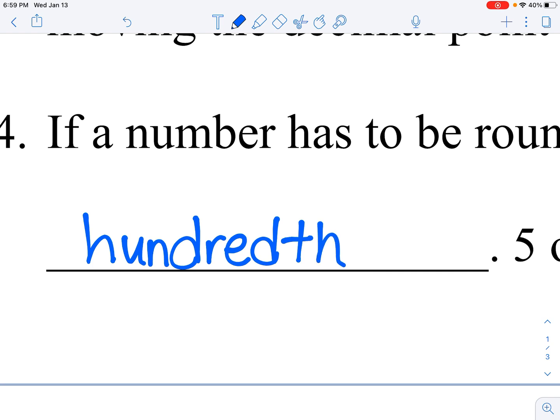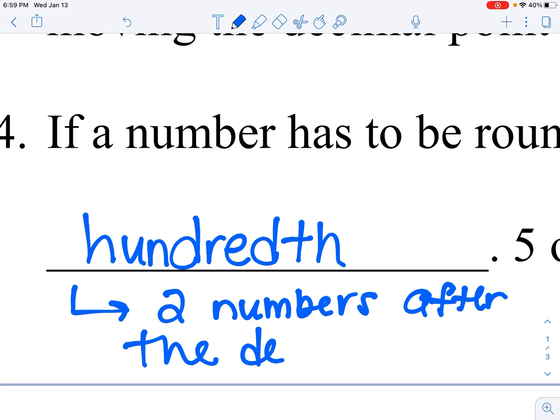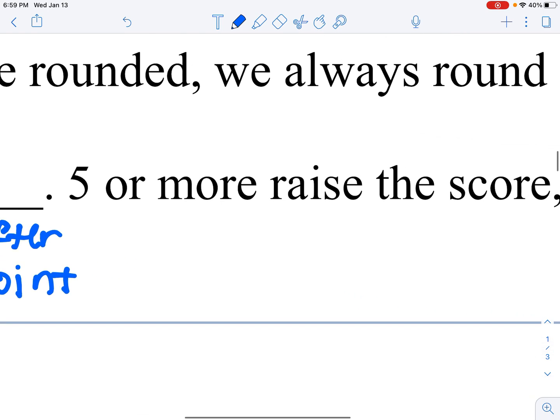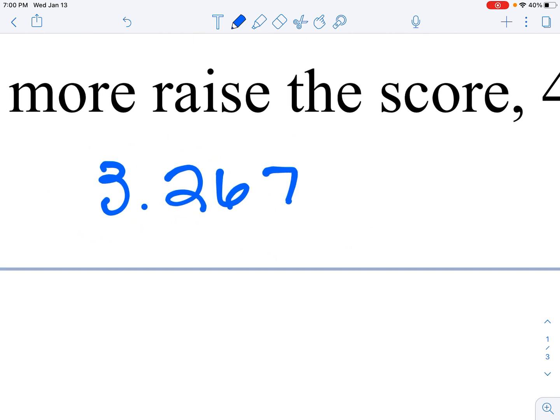Okay, and if you don't remember what number is the 100th place, I'll remind you, it is 2 numbers or 2 places after the decimal point. So I'm going to show you quickly. Let's say we have 3.267, and I asked you what number's in the 100th place. Well, it's 2 numbers after the decimal point. Here's your decimal point. After it is 1 number, 2 numbers. So here we go. It's 6. Okay, that's your 100th place.